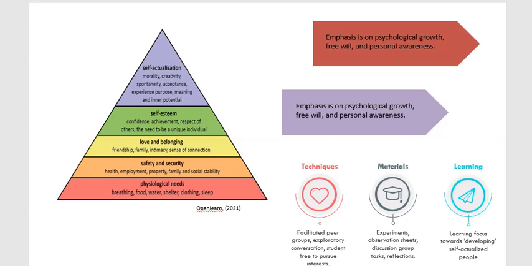In terms of assessment and the way that we would do checks for learning, it would be around experiments, observation sheets, discussion groups, tasks, and again reflections. And reflections, as you can see, come a lot in the more student-led processes. And then learning is a focus on developing self-actualized people. So people who are aware of who they are and aware of what they need, what the world needs, and how to autonomously get there in a respectful and well-meaning way.